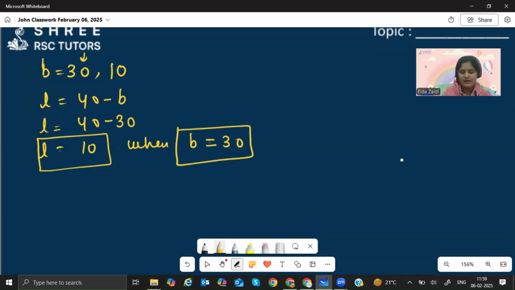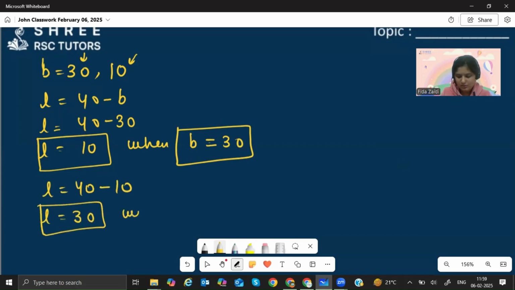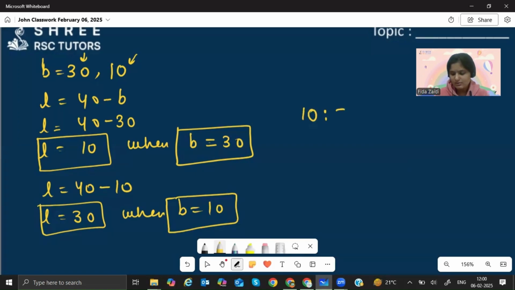Now put the value of the B as 10. L is equals to 40 minus 10. So you are getting L is equals to 30 when you are putting B is equals to 10. So this is your required answer. But in the question, it is asking for the ratio length to breadth. So ratio will be 10 is to 30 or 30 is to 10 will be your answer.